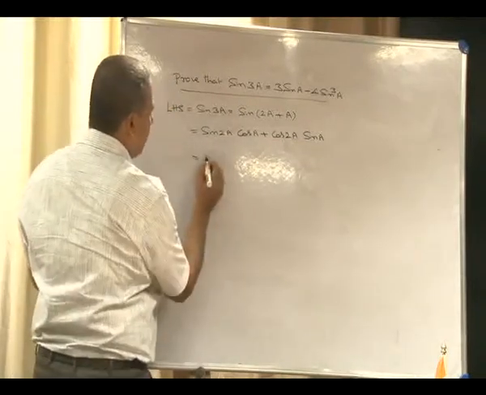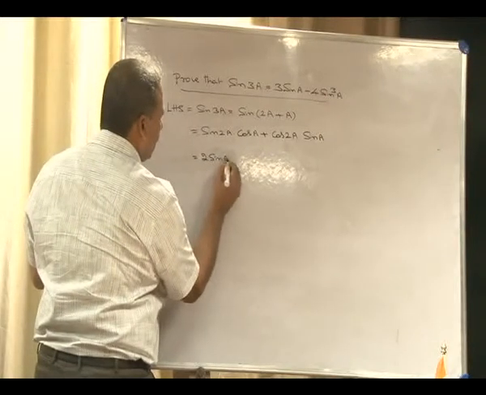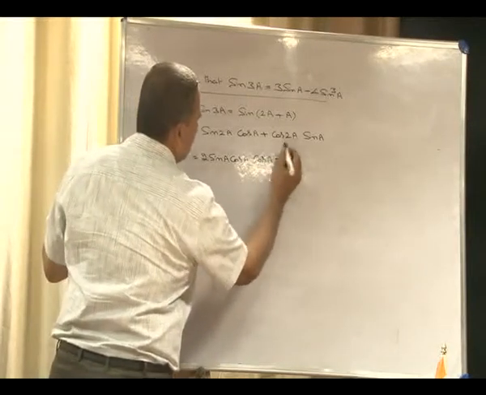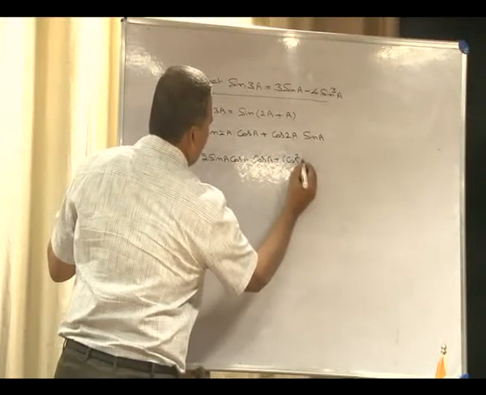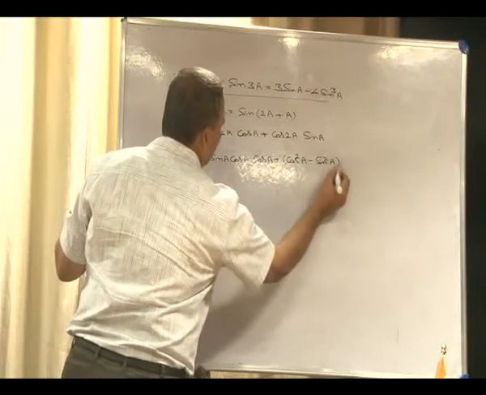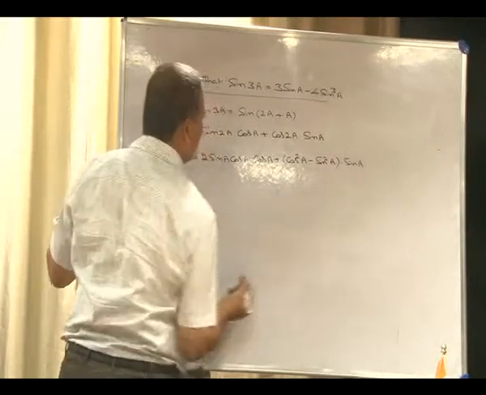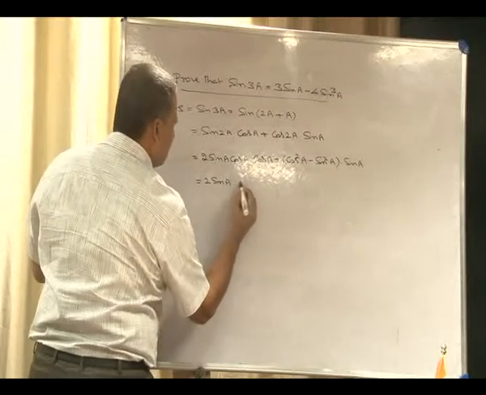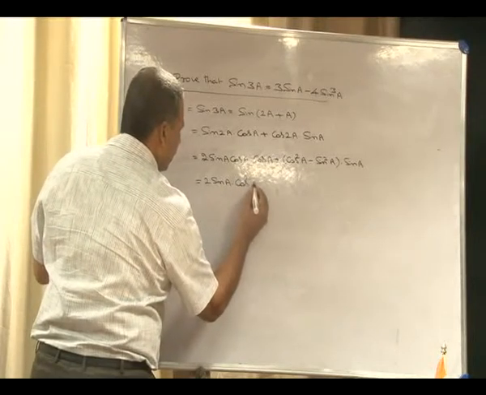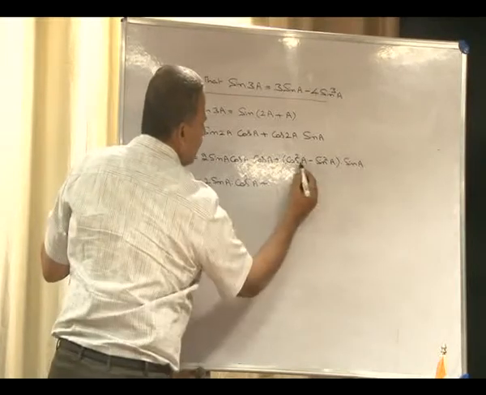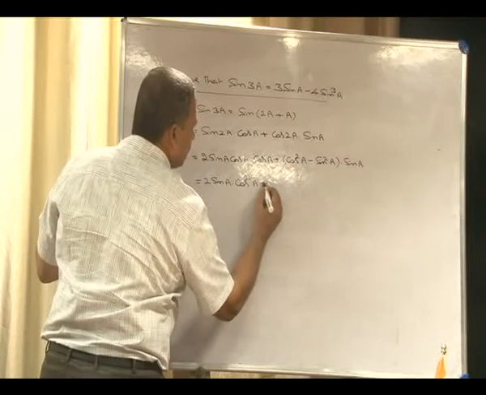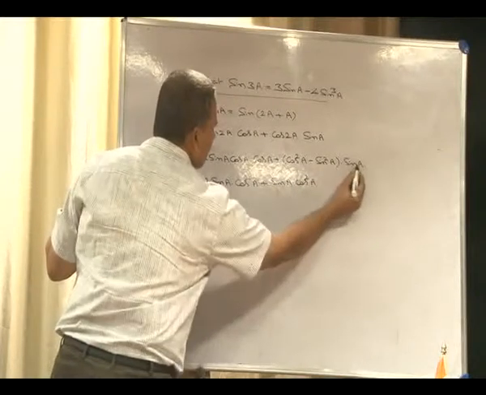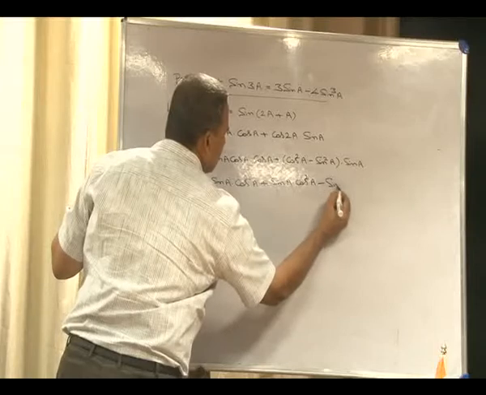The formula for sin 2A is 2 sin A cos A, into cos A, plus cos 2A is cos square A minus sin square A, into sin A. That is equal to 2 sin A cos A into cos A is cos square A, plus multiply these two terms by sin A. Sin A into cos square A is sin A cos square A. Sin A into minus sin square A is minus sin cube A.